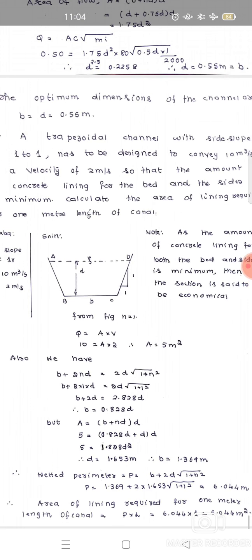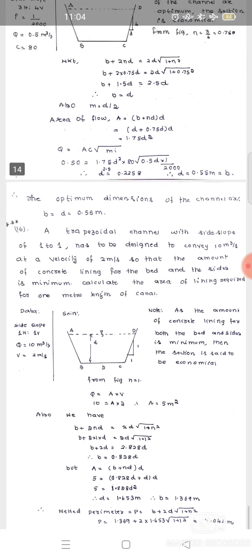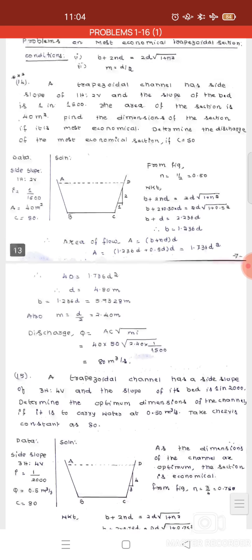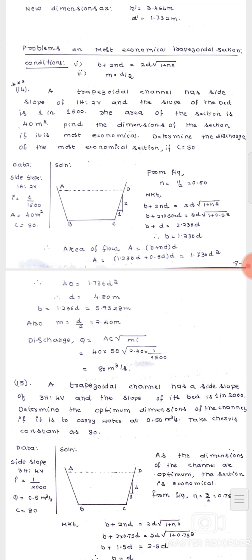6.044 meters square. So these are all the numericals which complete what we have discussed, the 14th, 15th and 16th numericals on the most economical trapezoidal section.